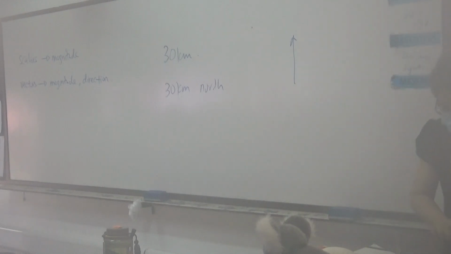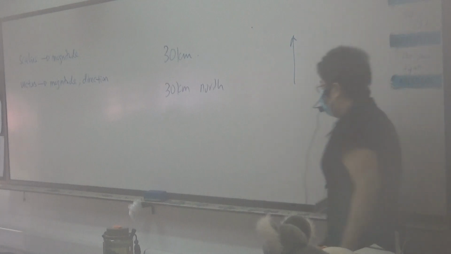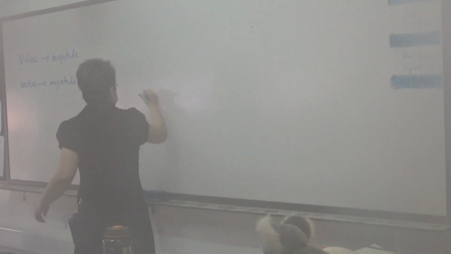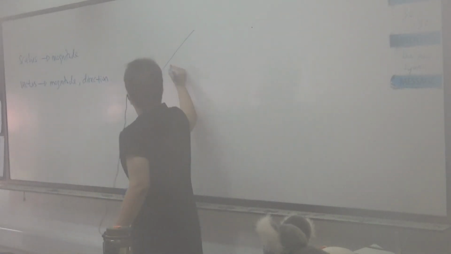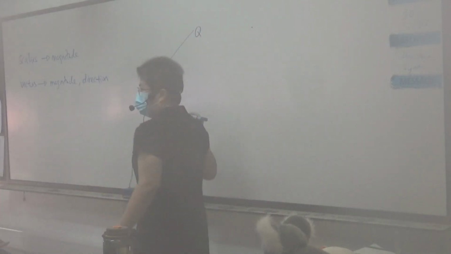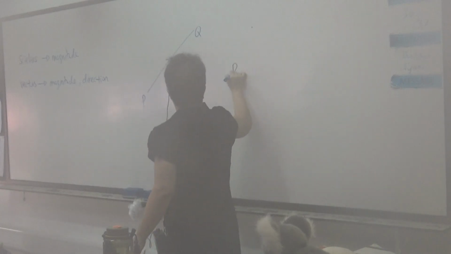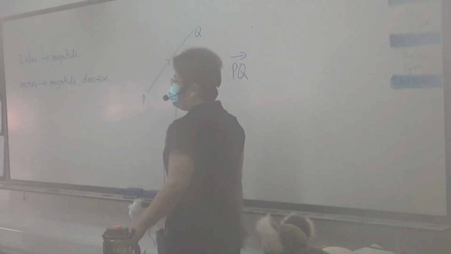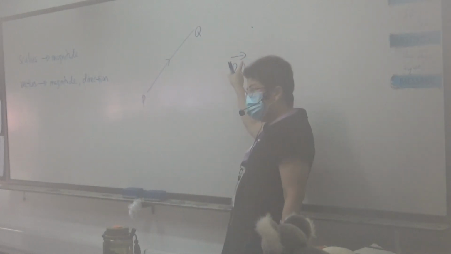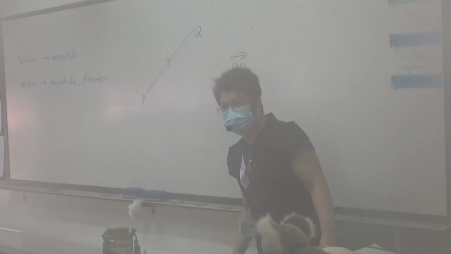Okay, good. Now, representation of vector. Now, vector is represented this way. It's a line segment with an arrow. Okay? Now, it can be P, Q. Then this vector, you will write PQ with an arrow on top. That means it's from P to what? Q. That's a direction. Okay?